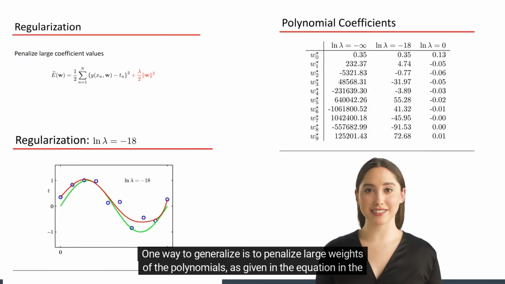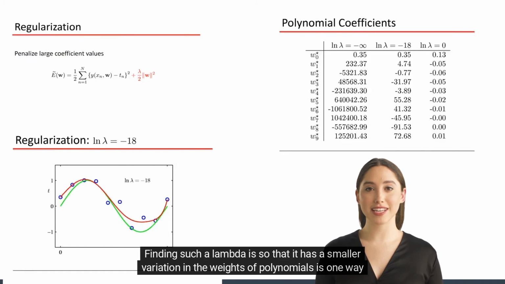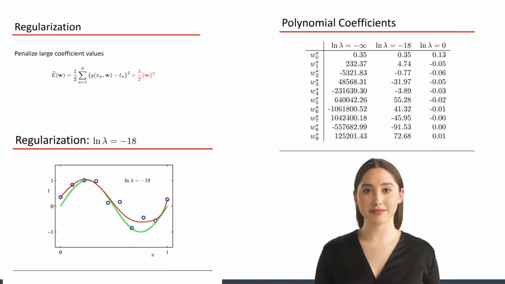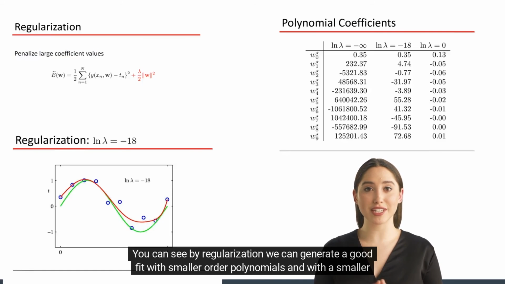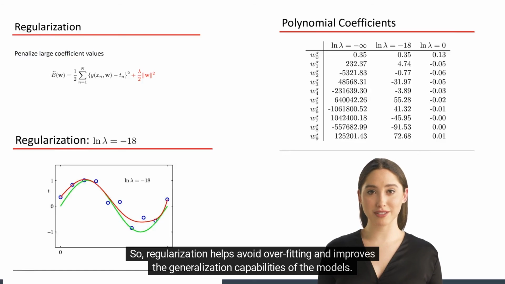One way to generalize is to penalize large weights of the polynomials, as given in the equation in the top left. This is called the regularization of the model. Finding such a lambda so that it has a smaller variation in the weights of polynomials is one way to generalize the model with a limited number of data points. You can see by regularization we can generate a good fit with smaller order polynomials and with a smaller number of data points. So, regularization helps avoid overfitting and improves the generalization capabilities of the models.